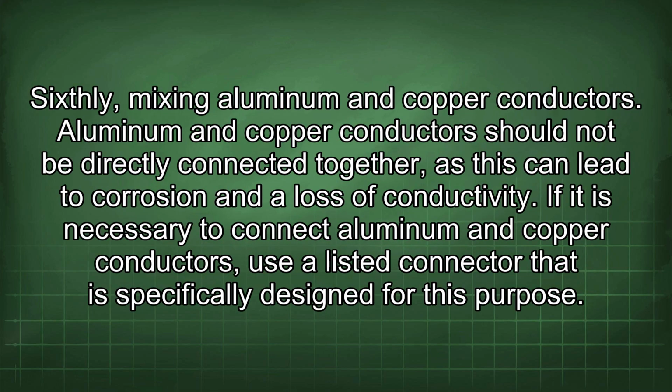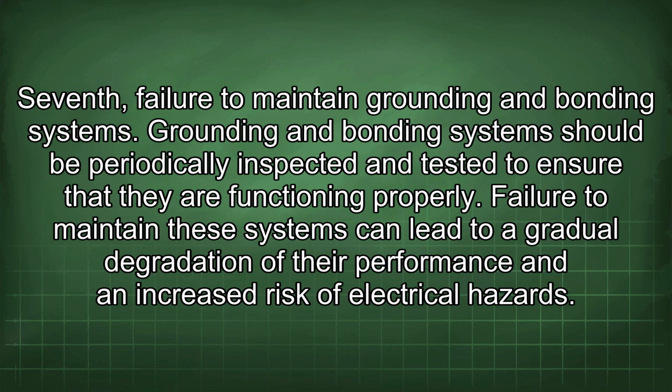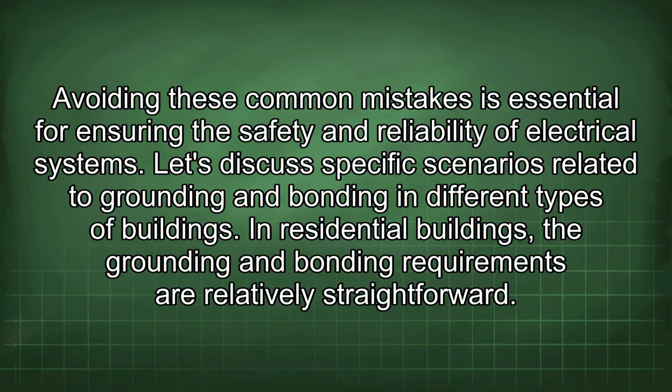Sixthly, mixing aluminum and copper conductors. Aluminum and copper conductors should not be directly connected together, as this can lead to corrosion and a loss of conductivity. If it is necessary to connect aluminum and copper conductors, use a listed connector that is specifically designed for this purpose. Seventh, failure to maintain grounding and bonding systems. Grounding and bonding systems should be periodically inspected and tested to ensure that they are functioning properly. Failure to maintain these systems can lead to a gradual degradation of their performance and an increased risk of electrical hazards. Avoiding these common mistakes is essential for ensuring the safety and reliability of electrical systems.